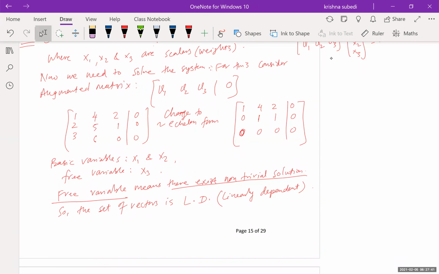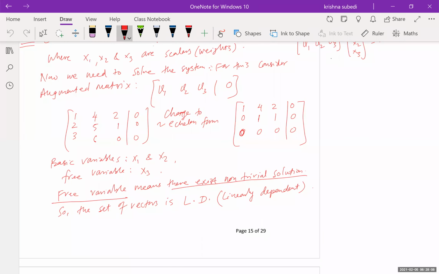To check whether the given vectors are linearly dependent or independent, all you need to do is change it into echelon form. Consider the augmented matrix, change it into echelon form, and see whether there is any free variable or not. If there is a free variable, then the vectors are linearly dependent. No free variable means independent.